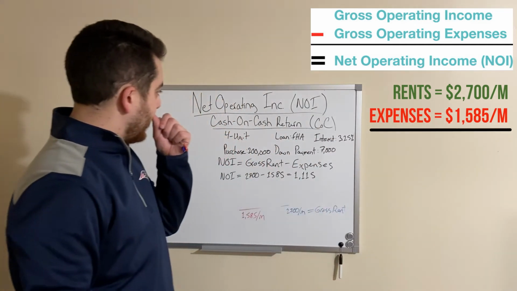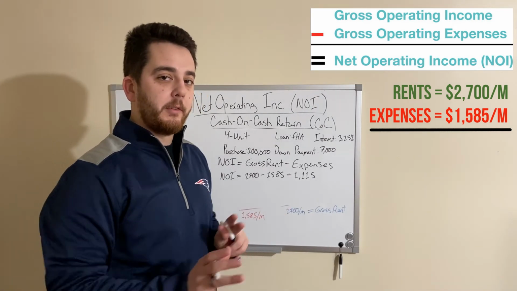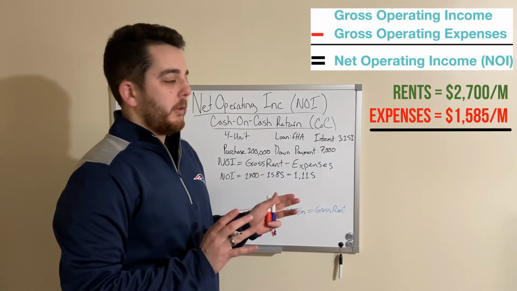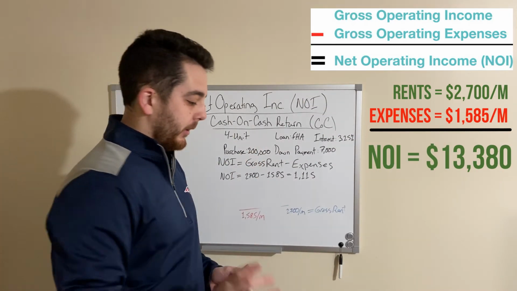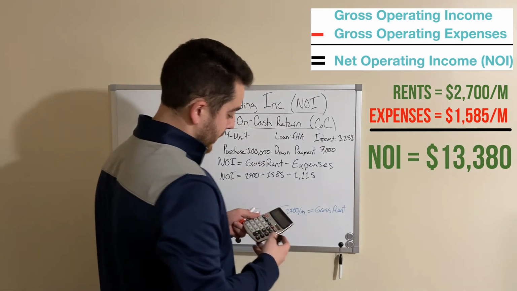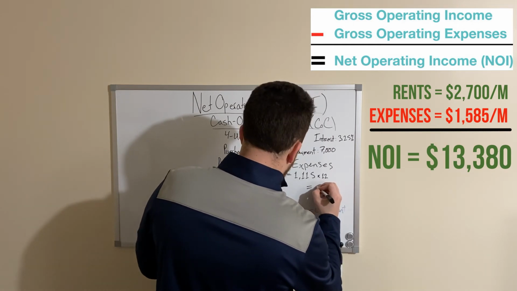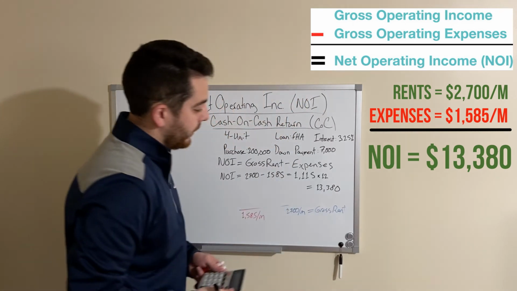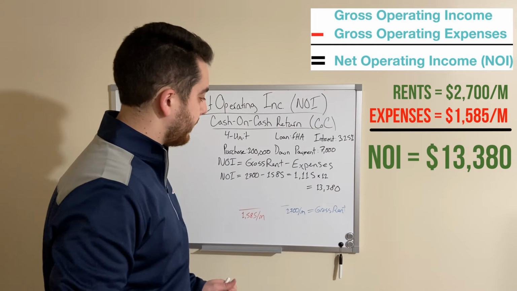Now, you have to multiply this number by 12 because it doesn't go by a monthly basis. Normally, investors go by a yearly basis. You can base it off a monthly one, but typically when you're calculating cash on cash return and cap rates, it's based on the entire year. So you take that number, times it by 12 months, and you get 13,380. That's a pretty decent net operating income for your first investment property for your first year.